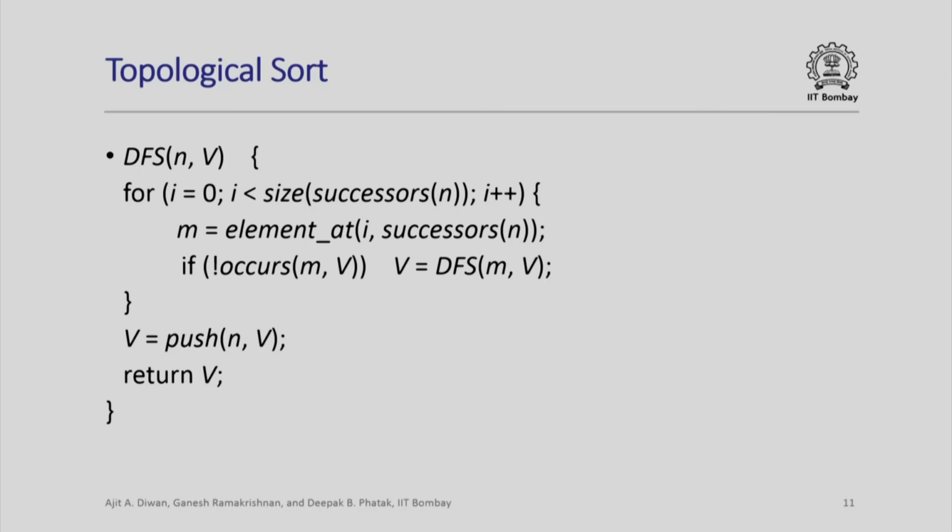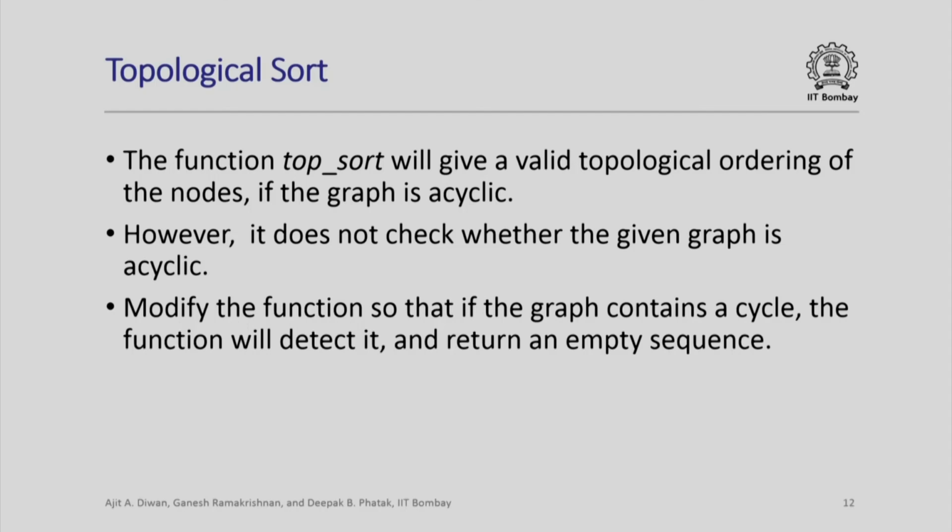So, in this case the nodes in V will actually appear in the order in which DFS was completed for that node, rather than the order in which the nodes were visited. So, this gives a different ordering, but this will have the property of a topological ordering if the graph is directed acyclic. So, this will give a valid ordering if the graph is acyclic. However, it does not check whether the given graph is acyclic.